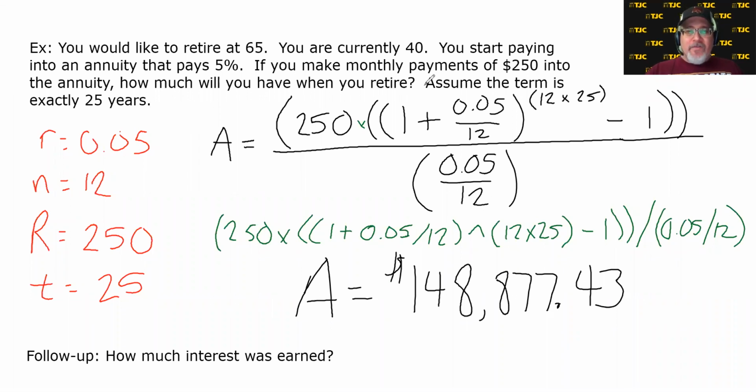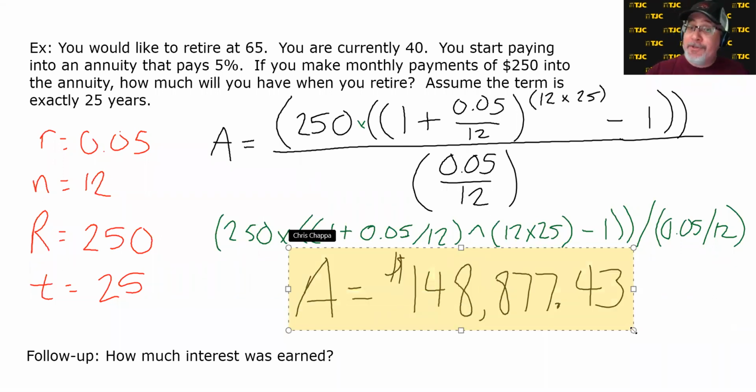I got a future value of $148,877.43. I'm going to pause and calculate it again, just in case I get a different answer. If I get the same answer, I'm going to assume that I did it correctly both times. And using a different calculator, I got the exact same answer. Because this is a dollar amount, rounding to 2 decimals makes perfect sense.